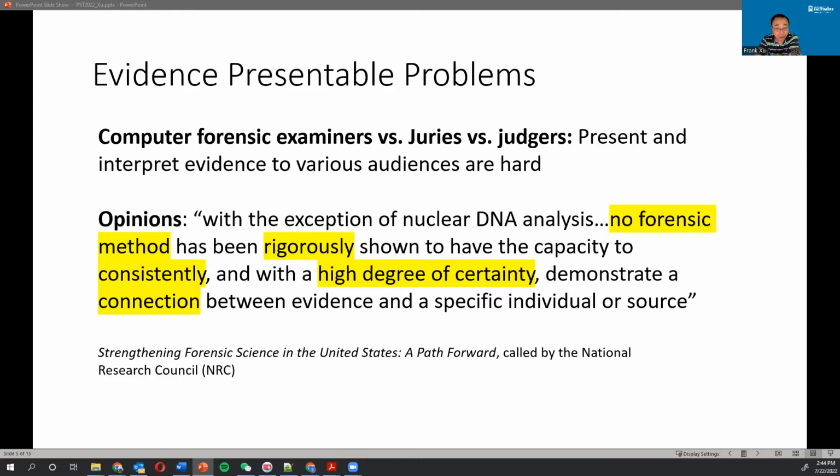Second, strictly speaking, everything a computer forensic examiner says in the courtroom is an opinion, as indicated by the National Research Council. With the exception of nuclear DNA analysis, no forensic method has been rigorously shown to have the capacity to consistently and with a high degree of certainty demonstrate a connection between evidence and a specific individual or source.